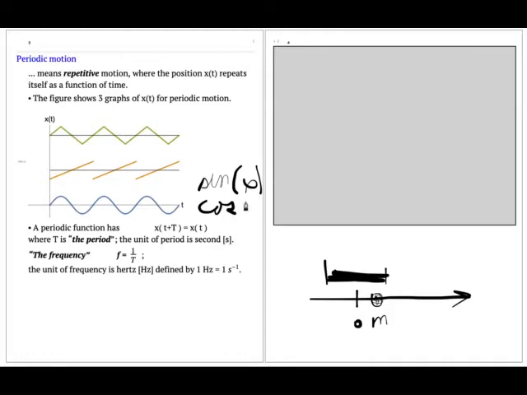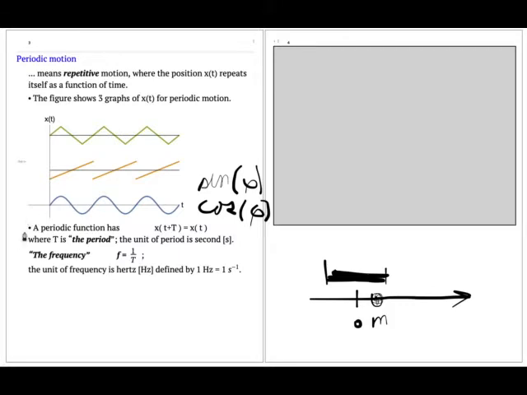Cosine and sine are really the same sinusoidal shape. They just have a different phase. Just a question of where the function is 0. The sine is 0 at this point. The cosine is at a maximum at this point. So the cosine is sort of the sine shifted over by a quarter of a wave.